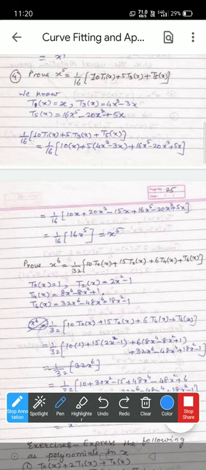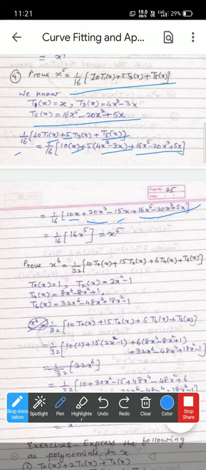Now, prove that x raised to the power 5 is equal to 1 by 16, 10 T1 of x plus 5 T3 of x plus T5 of x. So here also we write the values of T1 of x, T3 of x and T5 of x. The right side is 1 by 16, 10 T1 of x, which is x, 5 T3 of x, which is 4x cube minus 3x, plus T5 of x, which is 16x raised to the power 5 minus 20x cube plus 5x. So 1 by 16, this is 10x plus 20x cube minus 15x plus 16x raised to the power 5 minus 20x cube plus 5x.